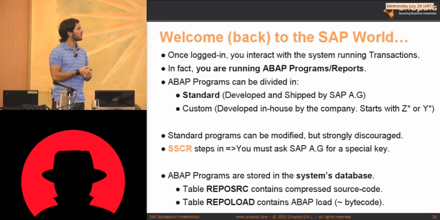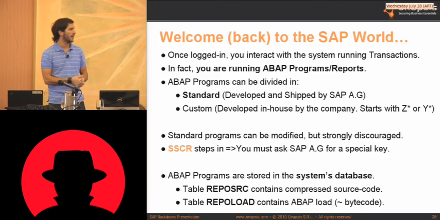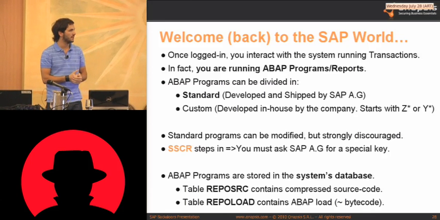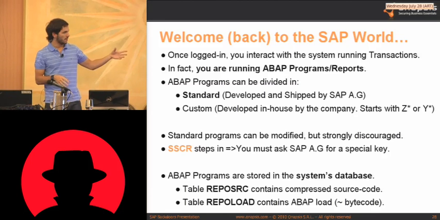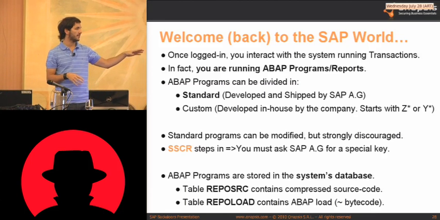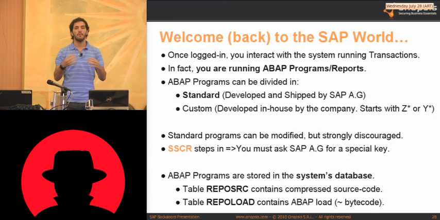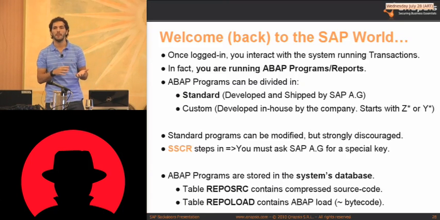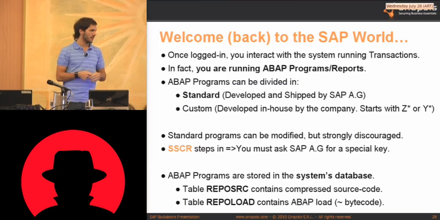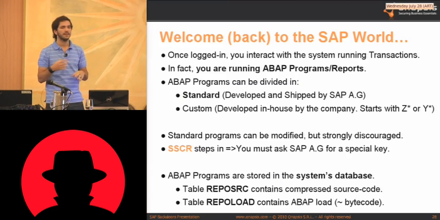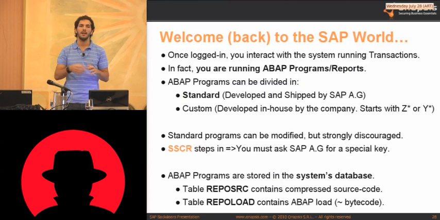So the idea is that ABAP programs, as pretty much everything in SAP systems, are stored in the system database. There are two tables. The first one, REPOSRC, contains the compressed source code of each ABAP program, either standard or custom. And the second one is REPOLOAD, which contains the precompiled ABAP, so you find something similar to bytecode there.